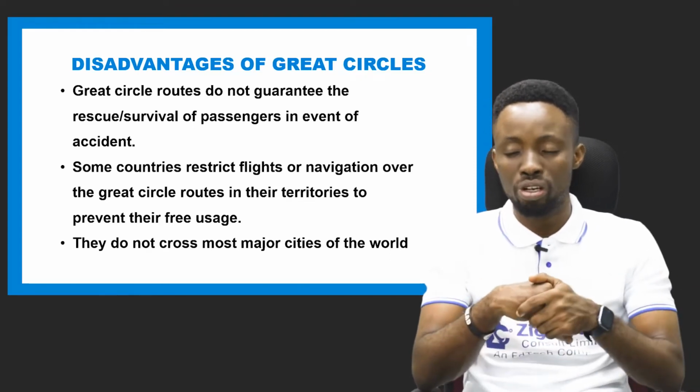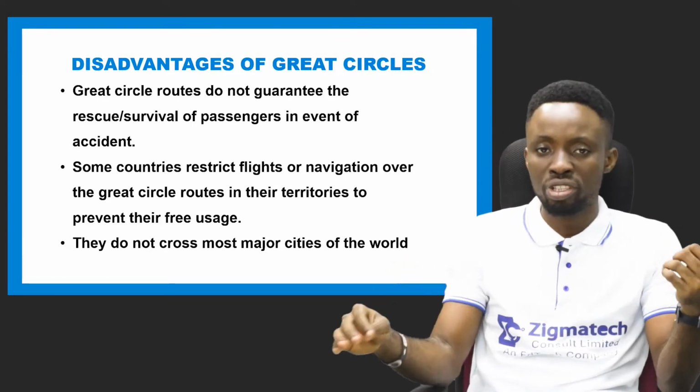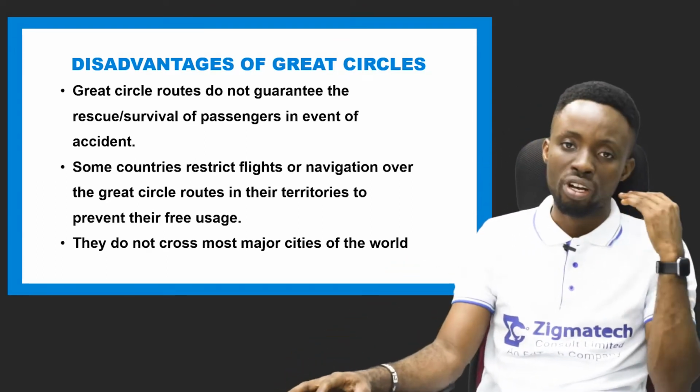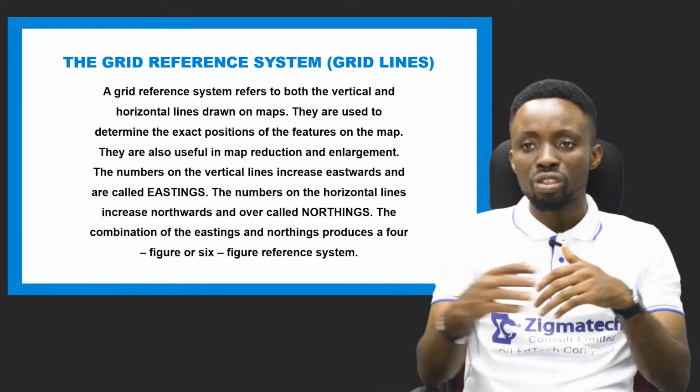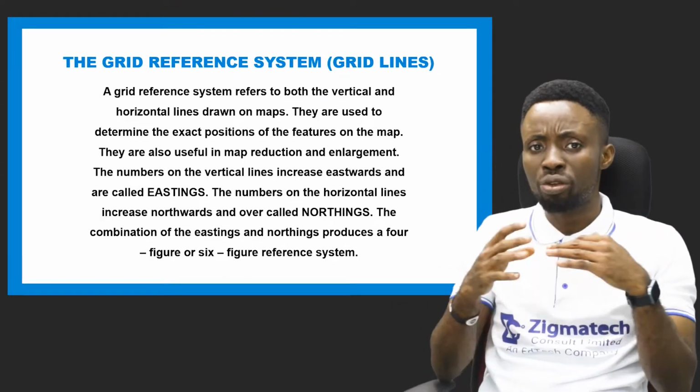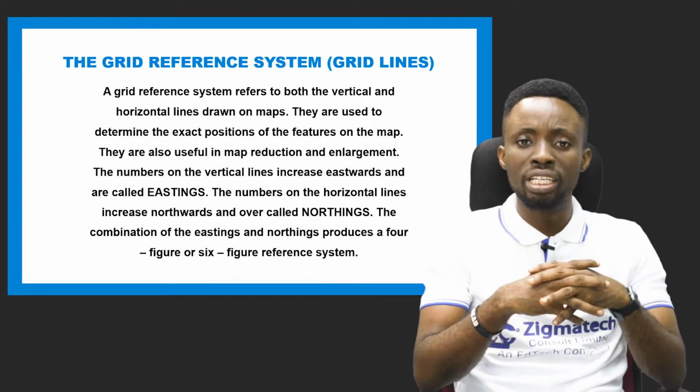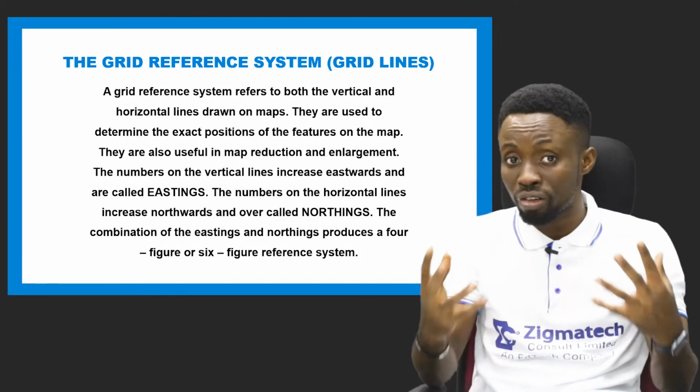So you make use of a longer route. So these are some of the demerits or disadvantages of great circles we have. So let's head over to grid lines. Remember I told you that we combine the lines of longitude and latitude to form grid lines.